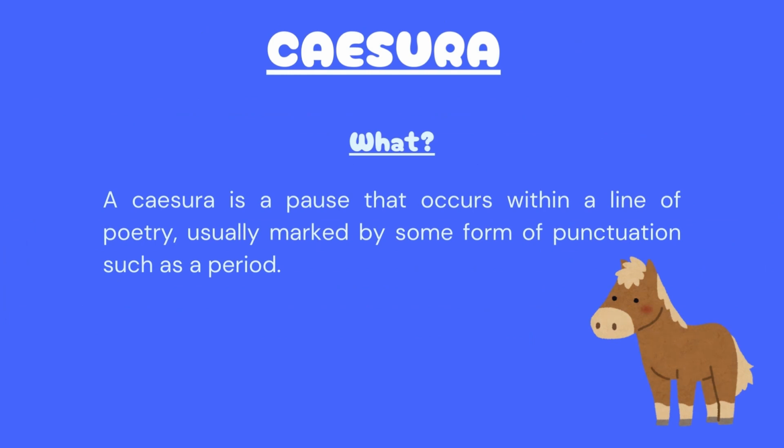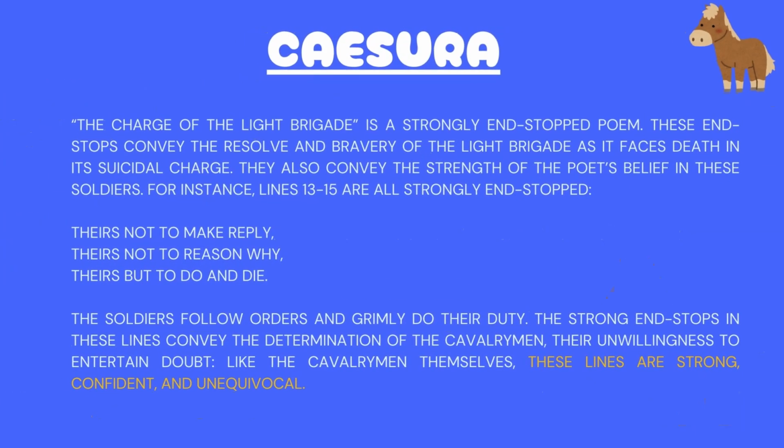A caesura is a pause that occurs within a line of poetry, usually marked by some form of punctuation such as a period. The soldiers follow orders and grimly do their duty. The strong end stops in these lines convey the determination of the cavalrymen, their unwillingness to entertain doubt. Like the cavalrymen themselves, these lines are strong, confident, and unequivocal.